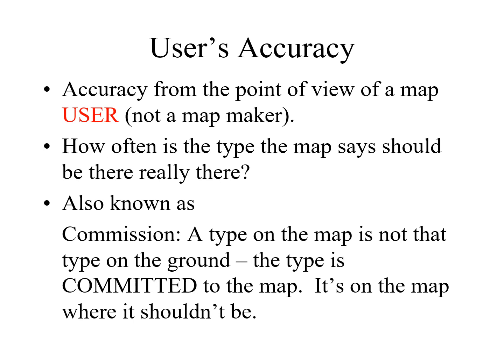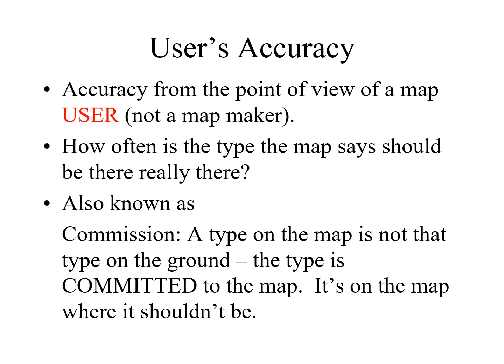User's accuracy. So accuracy from the point of view of a map user, not the map maker. The only thing that the map user can see is the map classes that are on the map, essentially. And the question that the user has is, how often is the type the map says really there? So I see forest, I see a big map of forest. What percent of those are actually forest? Or alternatively, what percent of those are not forest?